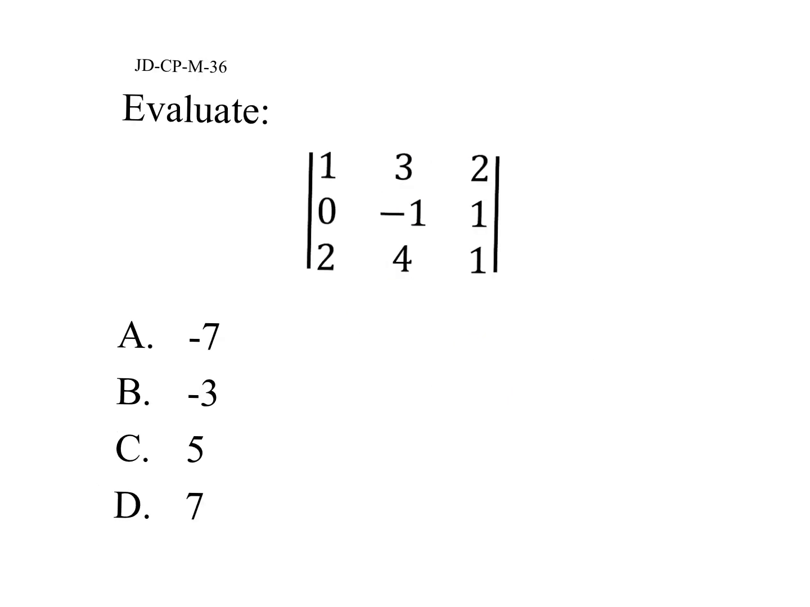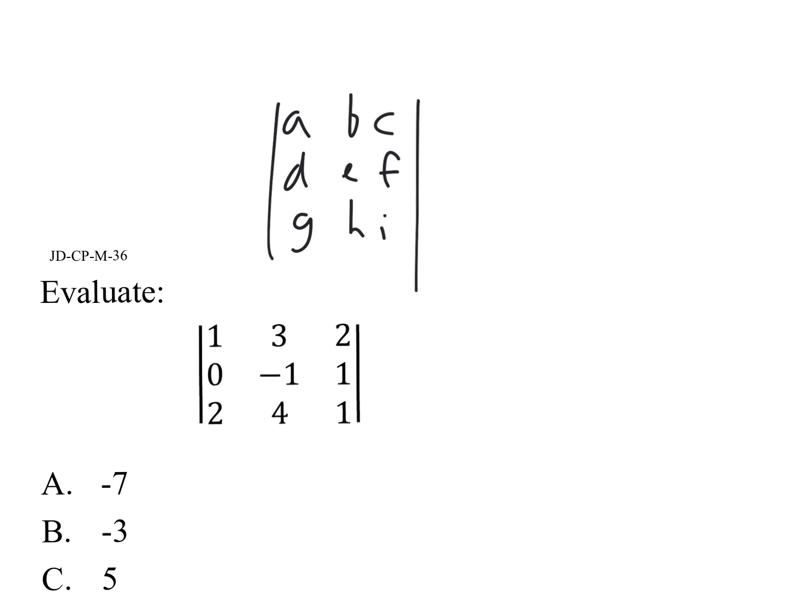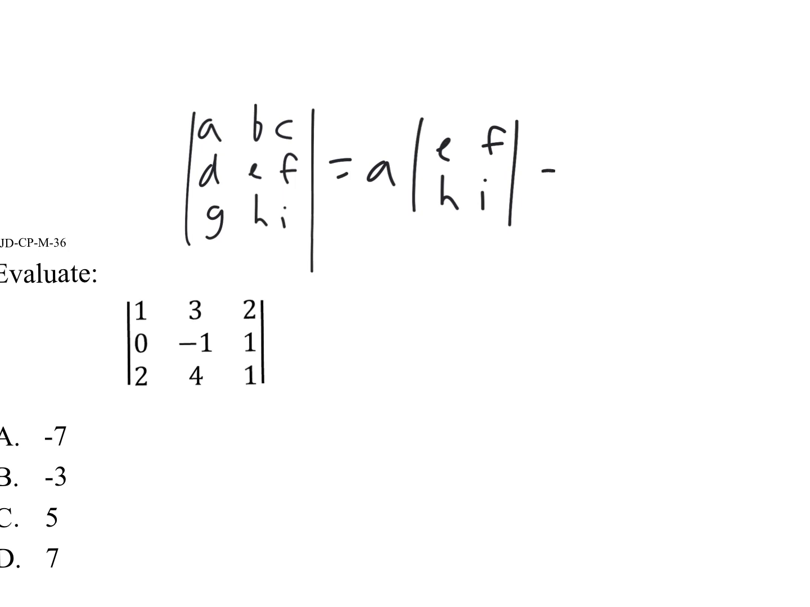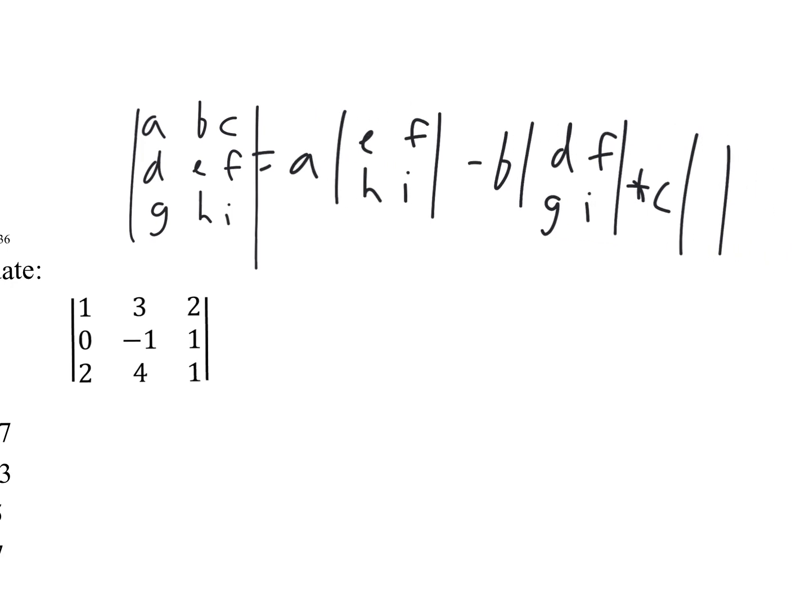Number 36, we have a 3 by 3 matrix. It's just a quick refresher. If this is A, B, C, D, E, F, G, H, I, then we're going to do A times the others that aren't there, minus B times the others that aren't there, plus C times the others that aren't there. By aren't there, I mean they're not in the same row and column.